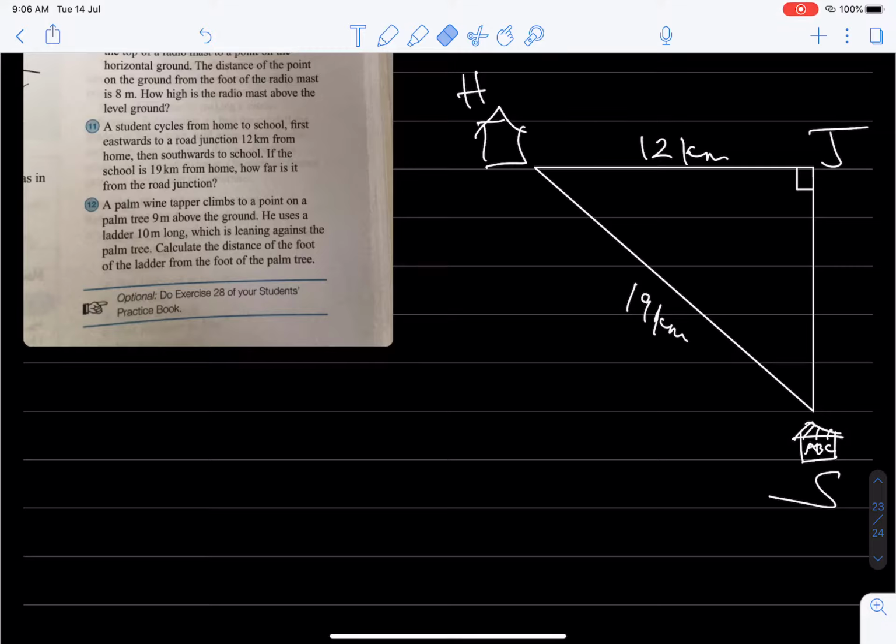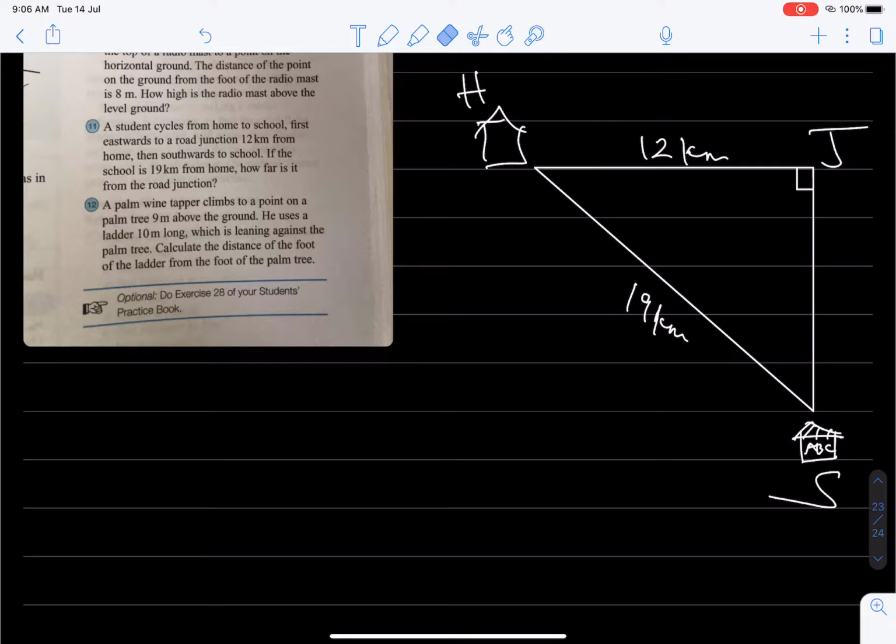And we say therefore, how far is the school from the road junction? The school is 14.73 kilometers from the road junction. And that's it simply. So the last one, which is number 12.